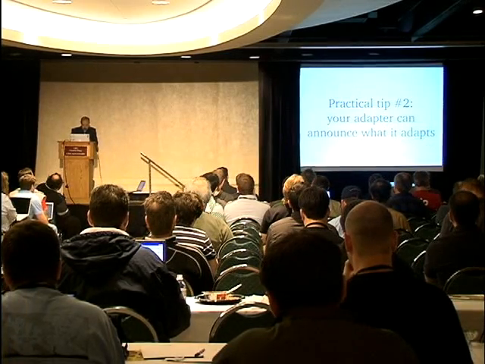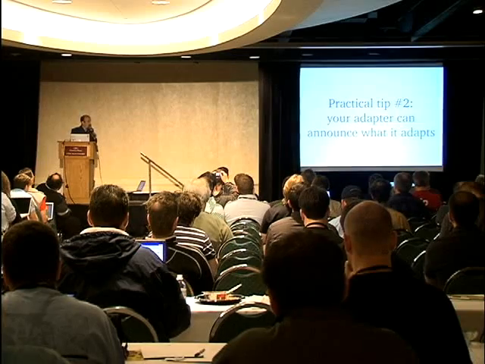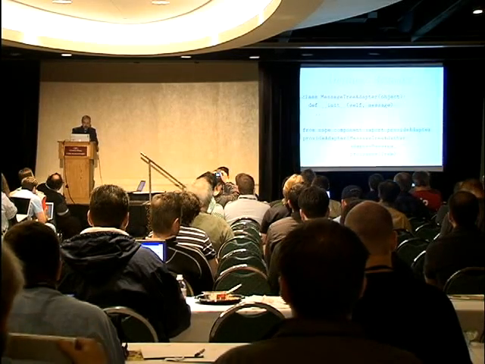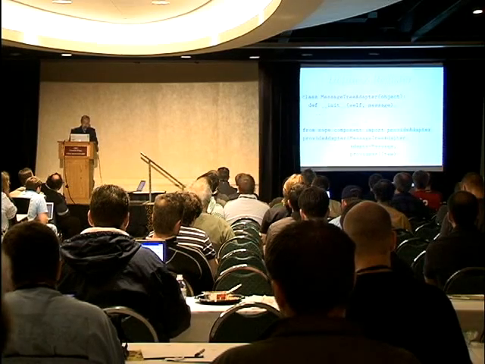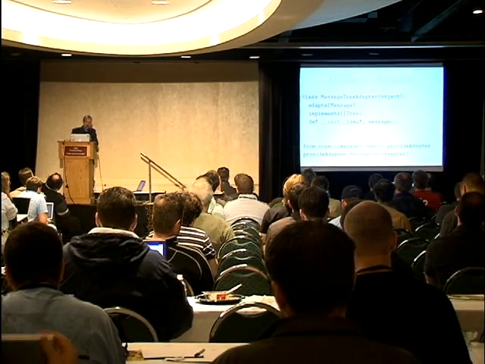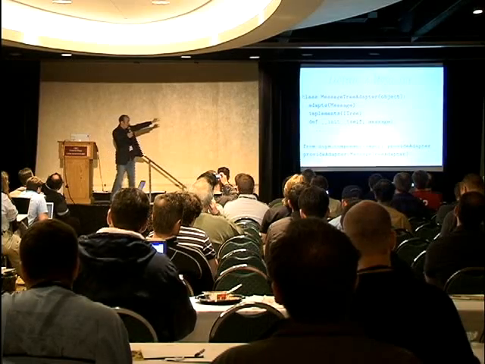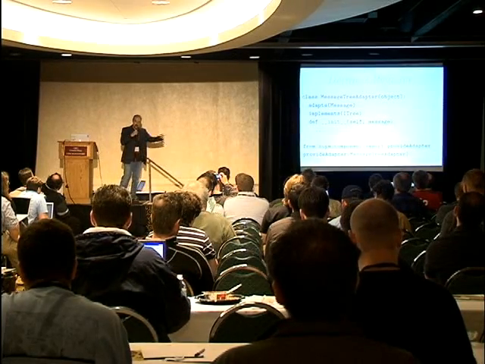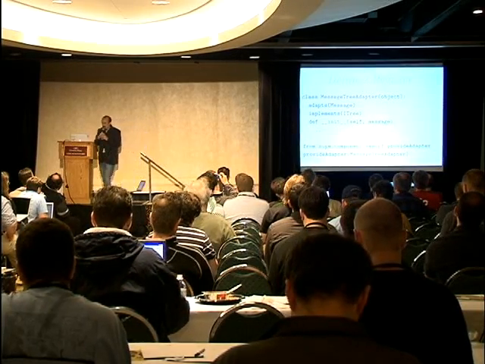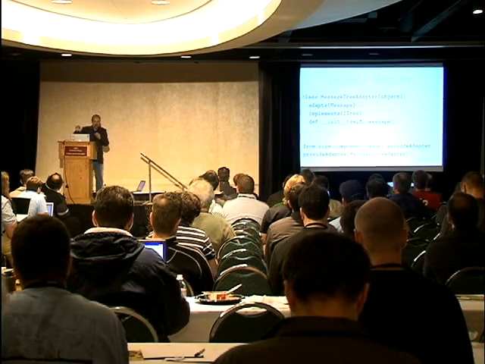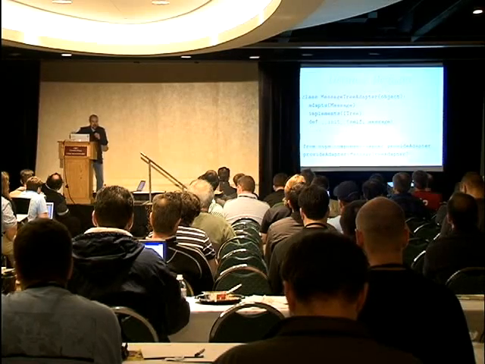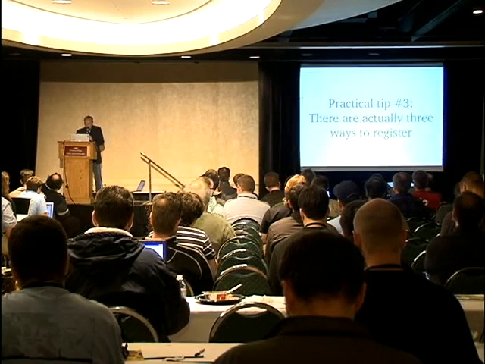Practical tip number 2, your adapter can announce what it adapts. I showed you code like this. The adapter looks really simple, and then when I call provideAdapter, I state what it adapts and provides. Zope actually lets you just call those as functions up in the class, and it'll auto-detect that they were called right there. And I find that easier to read because I find out what the adapter's for when I'm reading it, rather than when I go read the registration code.